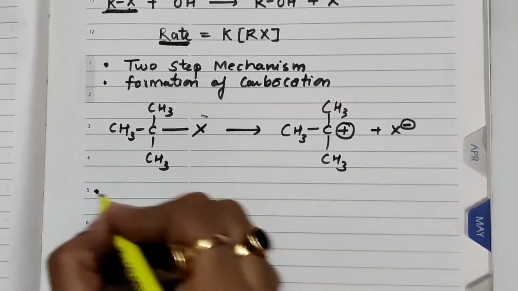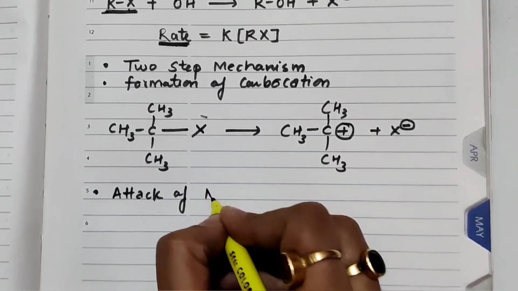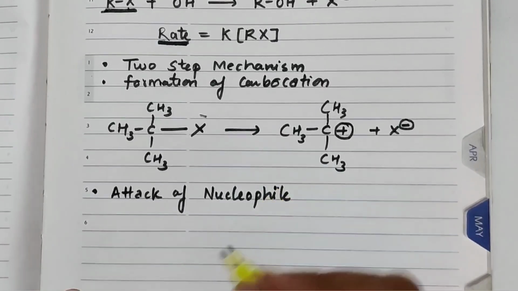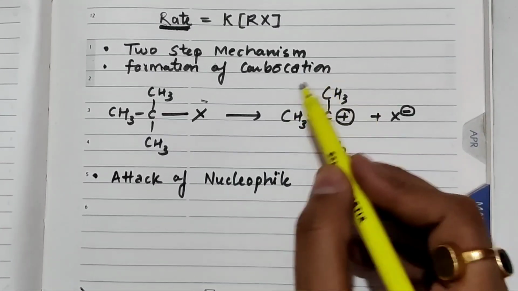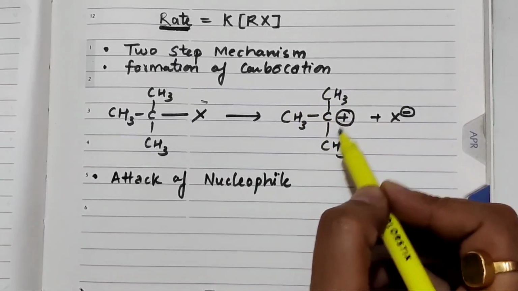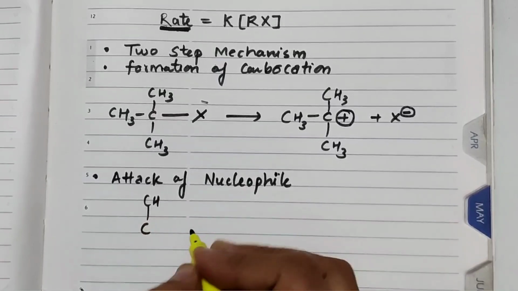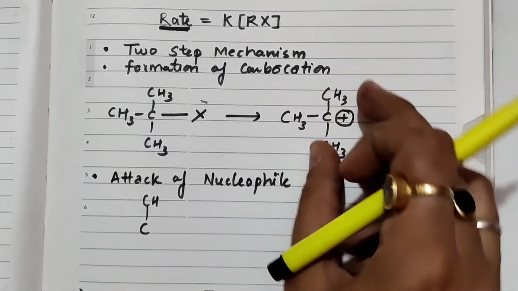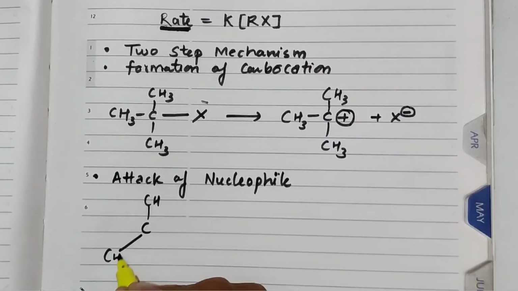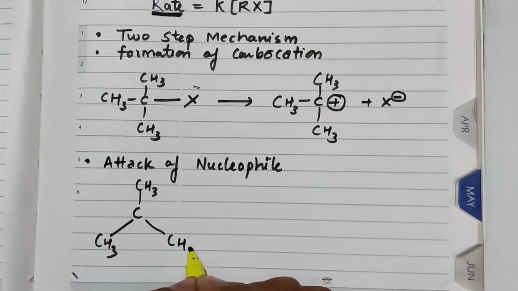Now the second step is the attack of the nucleophile. This is an important step because, for example, this is a carbocation where three CH3 groups are attached to it. So actually it is a trigonal structure. अभी जो हम देख रहे हैं structure ये 2 dimension है. अगर हम इसी को 3 dimension में लें और एक triangle form करें, then it will be like this, a trigonal planar structure, the carbocation.